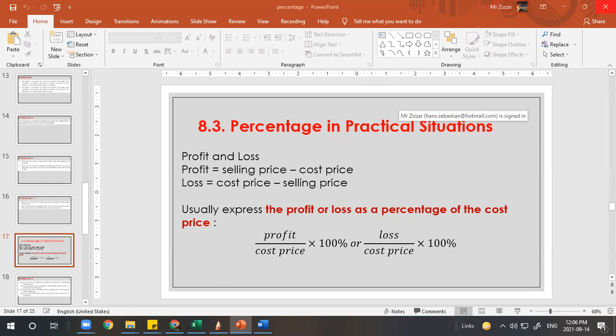Okay, now let me show you this percentage in a practical situation. Let's start.